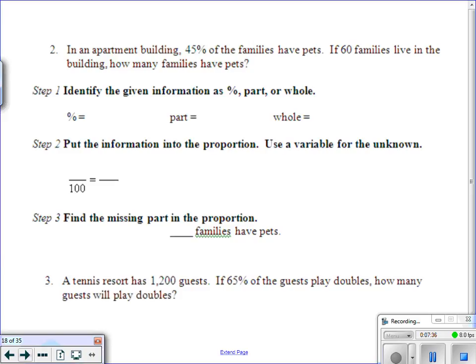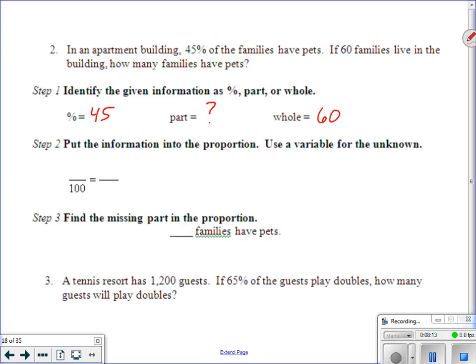Next one here, an apartment building, 45% of the families have pets. If 60 families live in the building, how many families have pets? Okay, so we're going to identify our three parts here. The percent is the 45. The part is what we don't know. That's our question mark. That's what we got to figure out. We do know the whole is 60. Because 60 families live in the building, that's the whole amount of families that live in the building. The number that have pets, that's just the part of them.